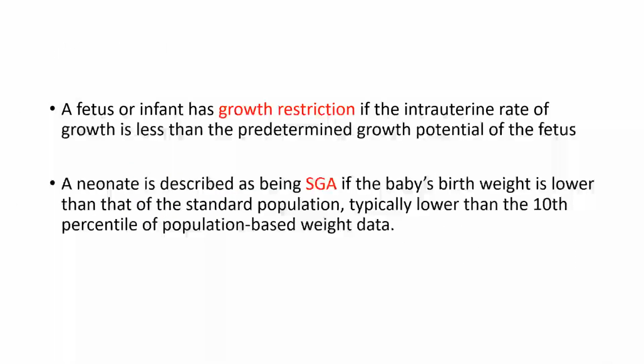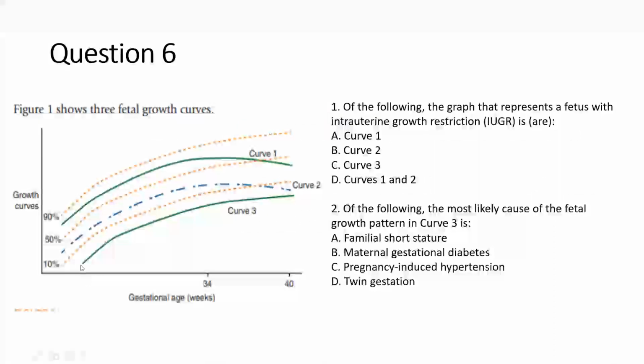So what is the definition of SGA? A neonate is described as being SGA when the baby's birth weight is lower than that of the standard population, typically lower than the 10th centile. So in the concept of SGA, it remains throughout below the 10th centile. However, this is the baby's maximum potential.